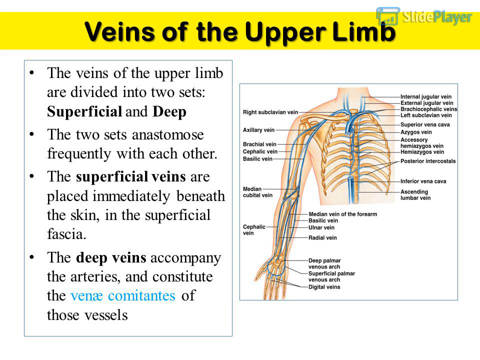Veins of the upper limb. The veins of the upper limb are divided into two sets, superficial and deep. The two sets anastomose frequently with each other. The superficial veins are placed immediately beneath the skin, in the superficial fascia. The deep veins accompany the arteries, and constitute the venae comitantes of those vessels.